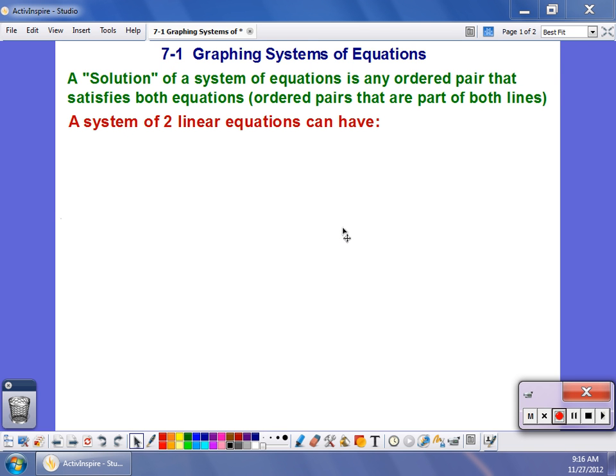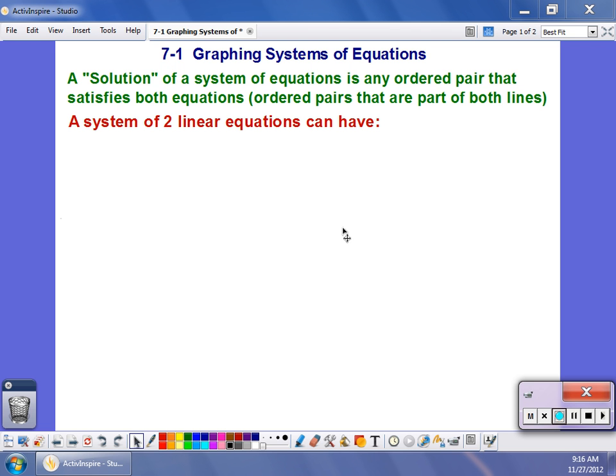Today we're going to talk about graphing a system of equations. A system of equations are two or more equations that are graphed on the same coordinate plane. When you graph a system of equations, you can find solutions, and a solution to a system of equations is any ordered pair that satisfies both equations, or ordered pairs that are part of both lines.